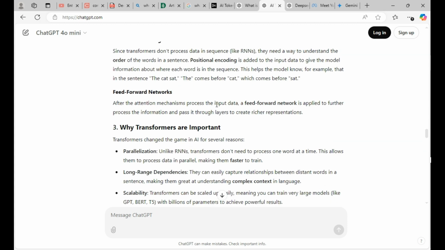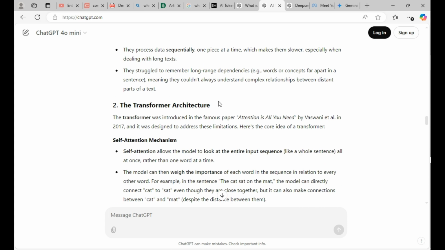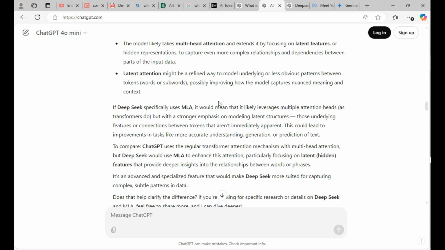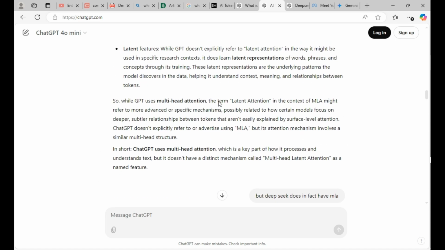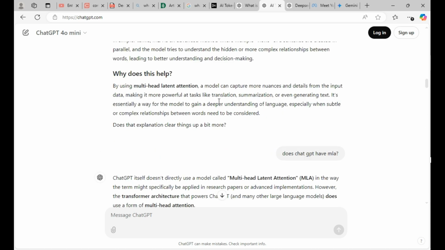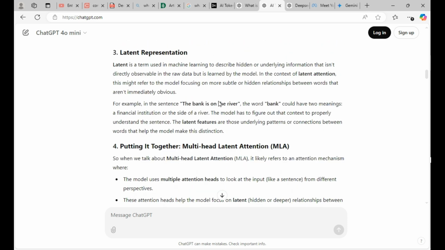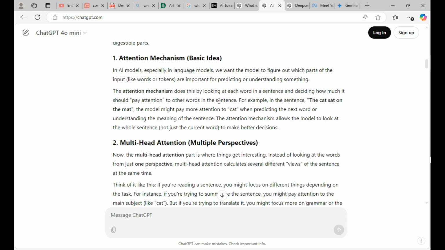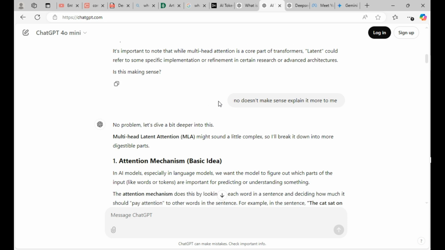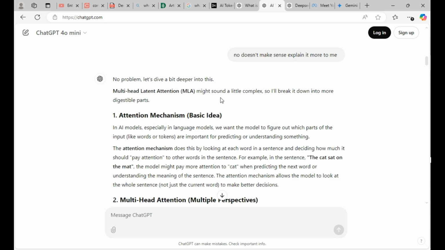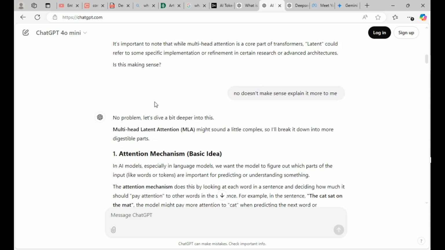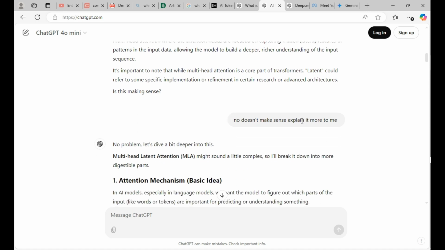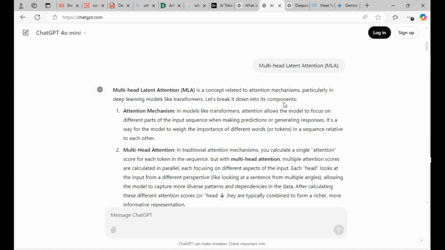What I wanted to focus on was a couple of things. Notice that I previously said tokens. What is a token? A token is another word for data. The name of the game, believe it or not, is still data. Notice here I even said, it doesn't make sense to me, explain it more. What did I originally ask? Explain the multi-head latent attention.